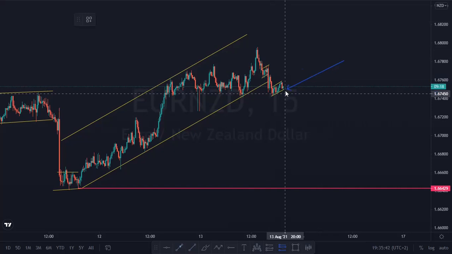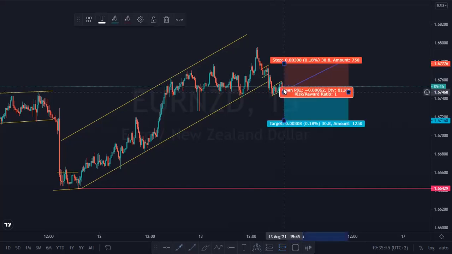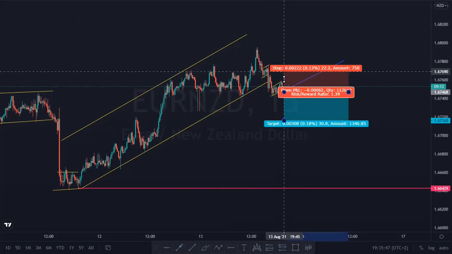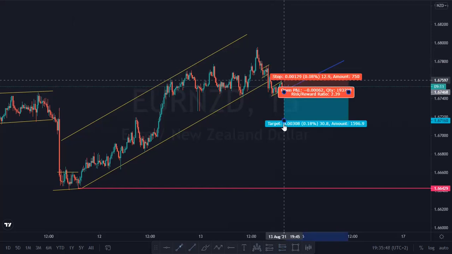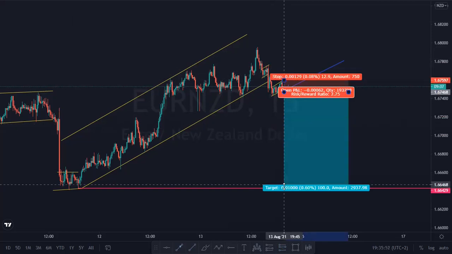So Mr. D, where's my stop loss gonna be? Let's say here. Where's my stop loss gonna be? Your stop loss is gonna be just above the structure. Our stop loss, guys, is very tight.